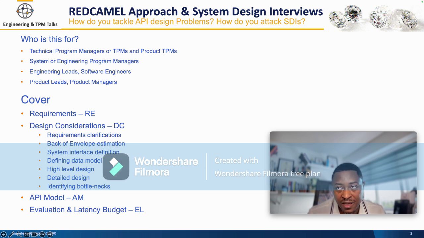What am I going to cover? I will look at the requirements, the framework for the requirements, the framework for design considerations, the frameworks for API models, and also evaluation and latency budgets.